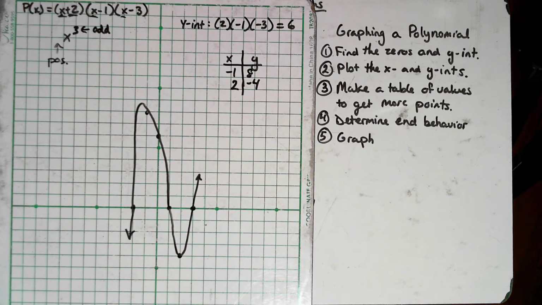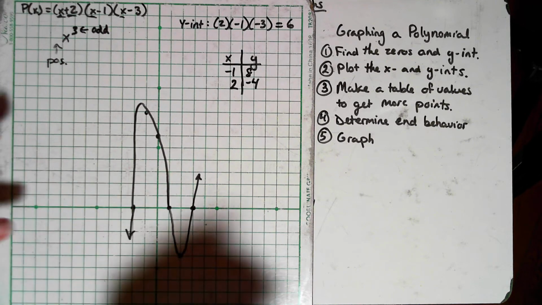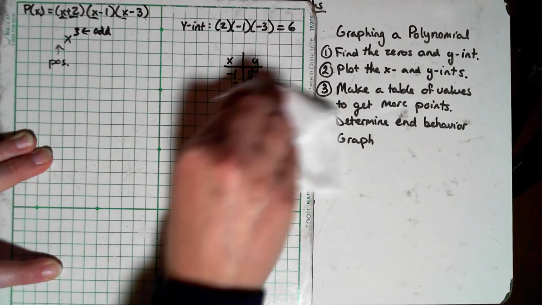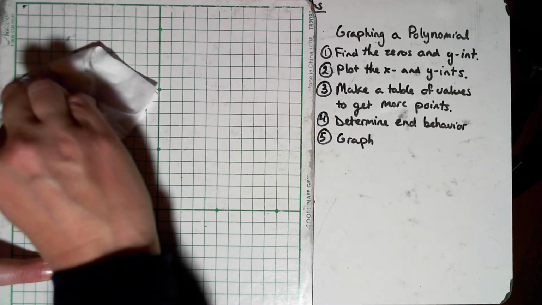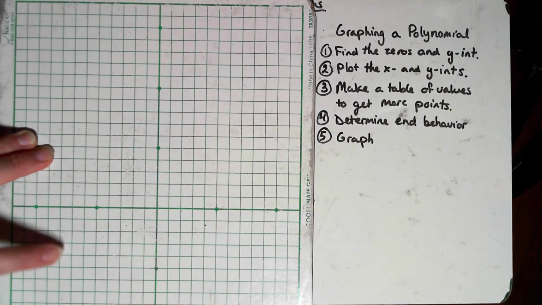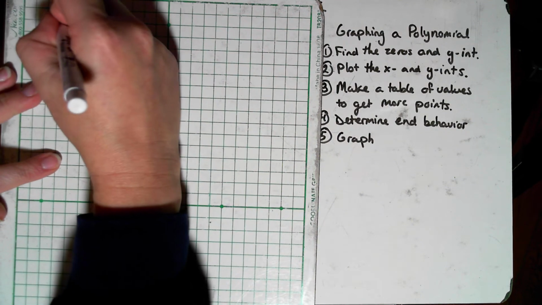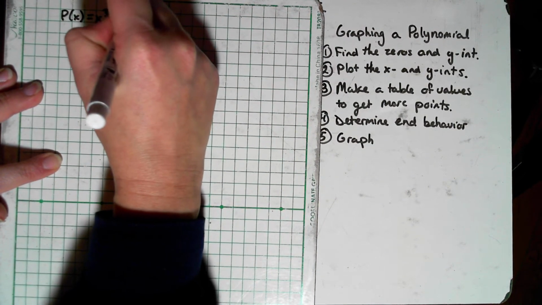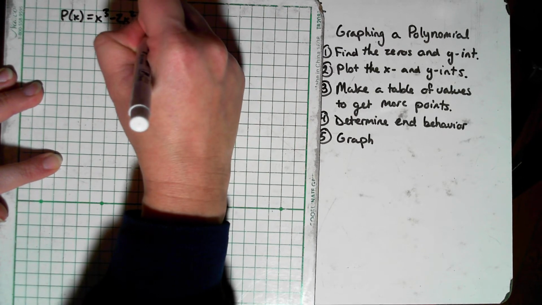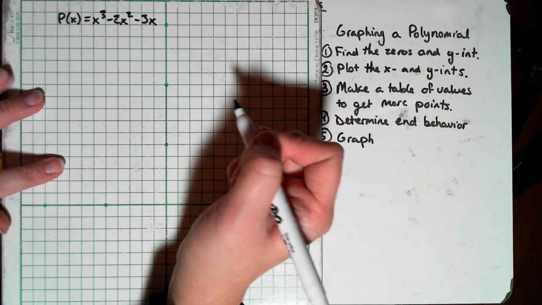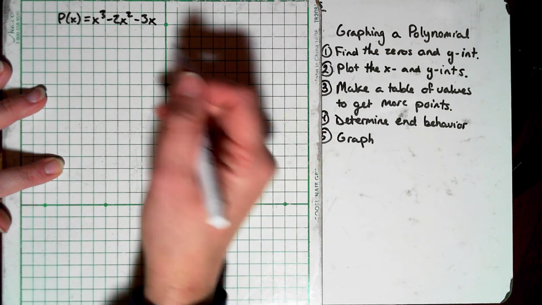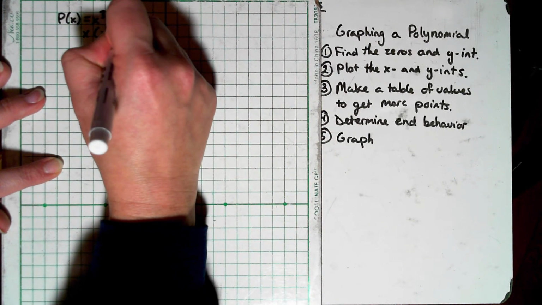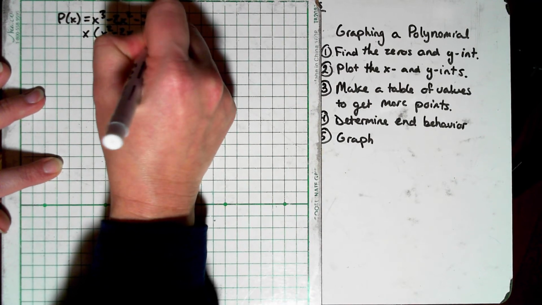In this one, it's going to be an example of one where we would have to factor first before we could graph. And we're going to go through all these steps again. So my new polynomial function is x cubed minus 2x squared minus 3x. So step one of factoring this is to factor out the GCF. So I get x times (x squared minus 2x minus 3).